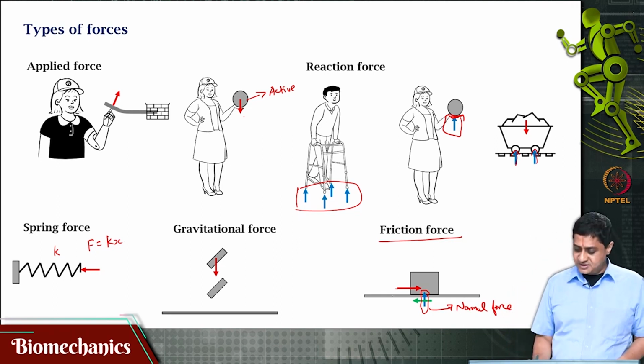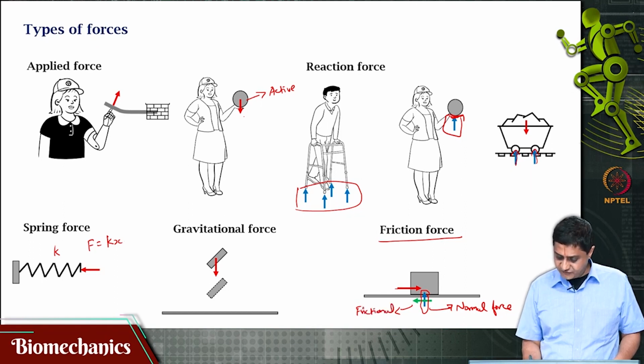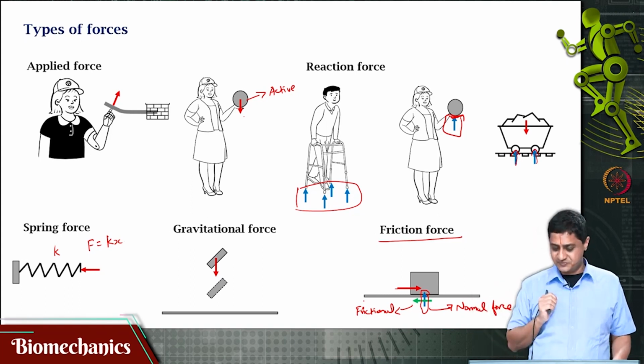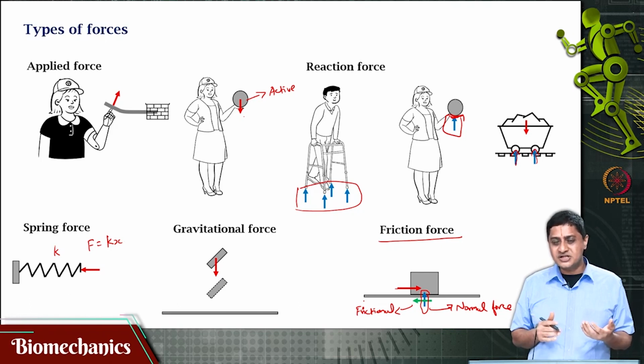The frictional force is shown in green here. This is the frictional force. This is a tangential force that is acting tangent to the surface, which is why it is called tangential force, but we simply call it frictional force. How do we know the direction of the frictional force? It is always opposite to the direction of the applied force. Depending on the direction of the applied force, I will decide the direction of the frictional force.